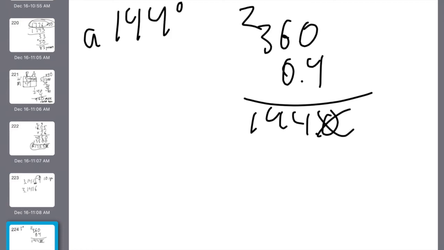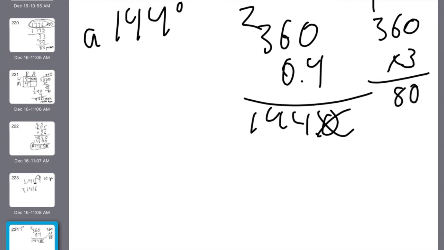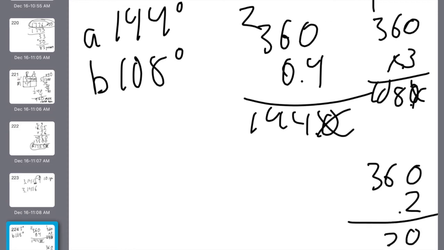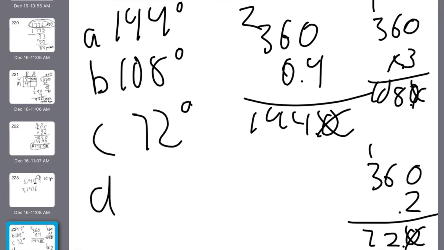A is 144 degrees. B is 30 degrees. Same concept. I'm taking 360 and I'm timesing it by 0.3. 0, 18, carry the 1, 10, 1 decimal place, 1 decimal place. B is 108 degrees. C, 360 times 0.2. 0, 12, 7, 1, 1. C is 72 degrees. D, times 0.1 chops off that 0, is 36 degrees.